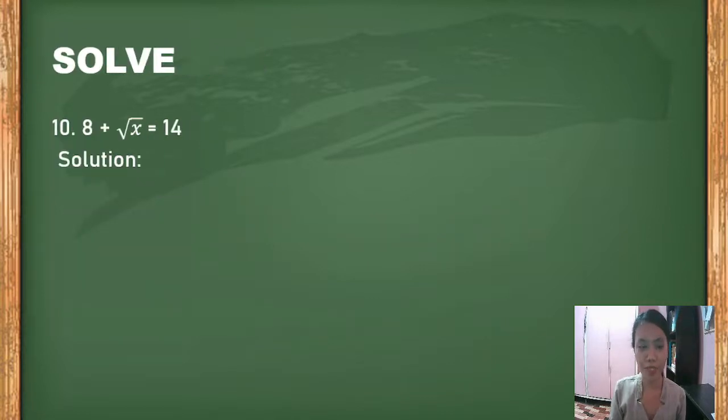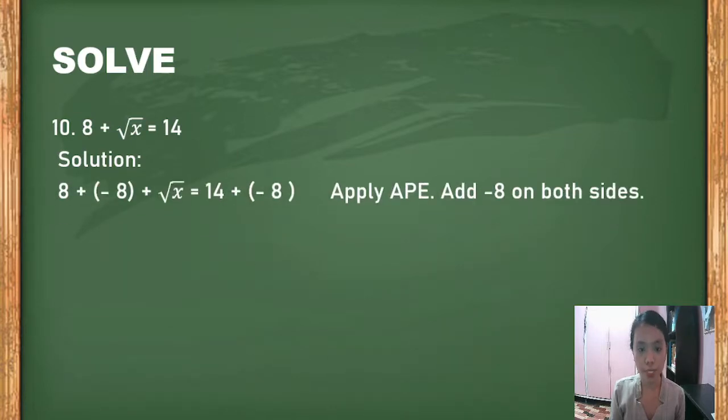So last number na tayo. So we have 8 plus square root of x equals 14. So, tulad ng ating example in number 9, may kasama ang square root of x natin. So, kailangan natin tanggalin si 8. So, apply natin ng APE by adding both sides ng negative 8. Simplifying that, so may iwan na lang sa ating left side si square root of x. Then, sa kabilang side, we have 14 minus 8. 14 minus 8 is equal to 6.